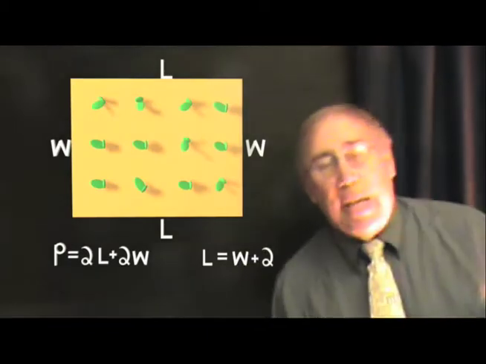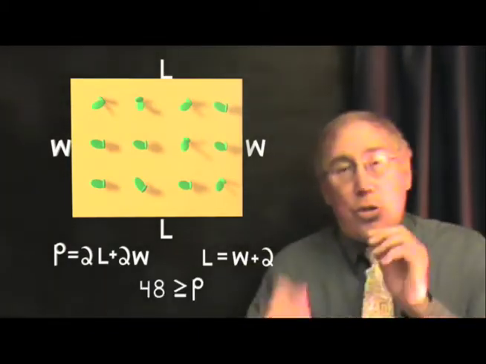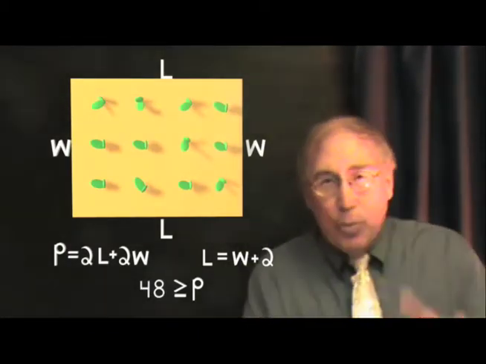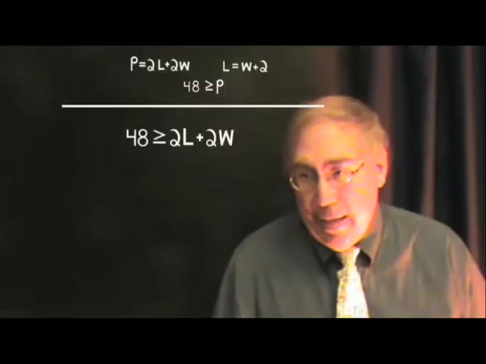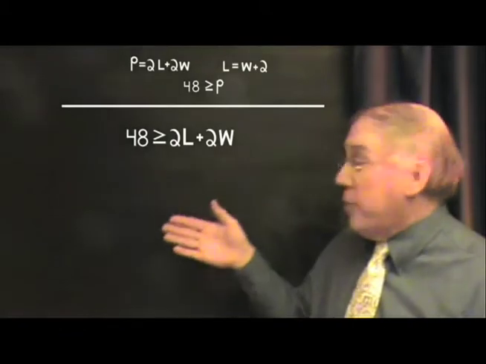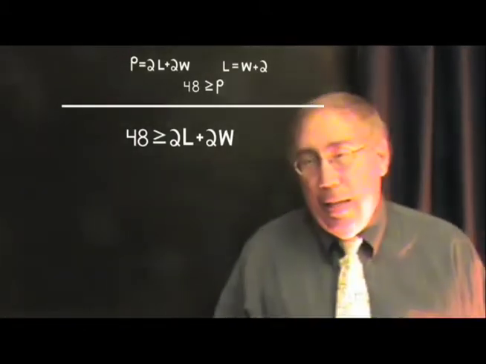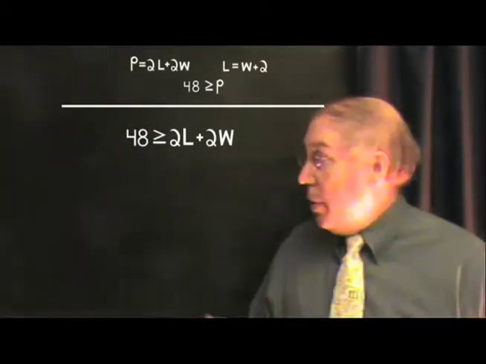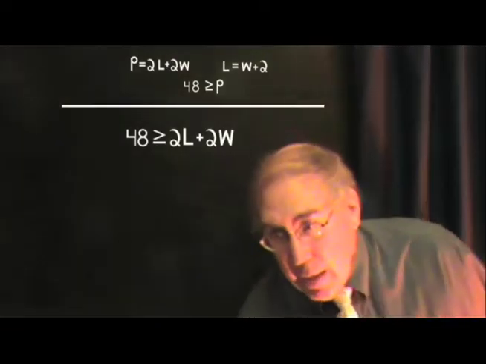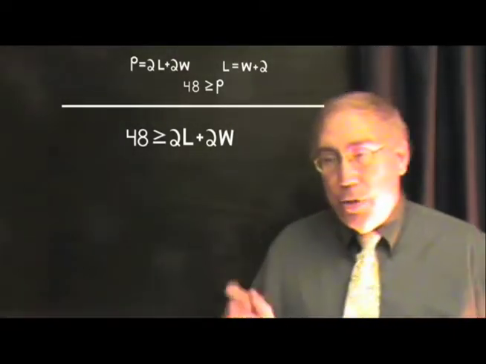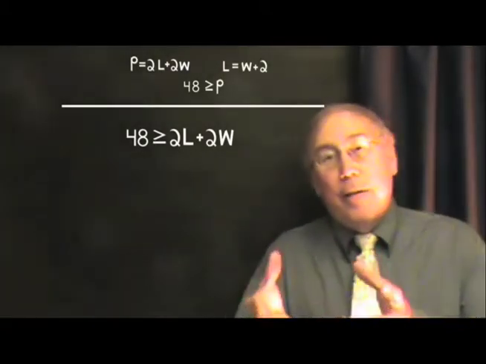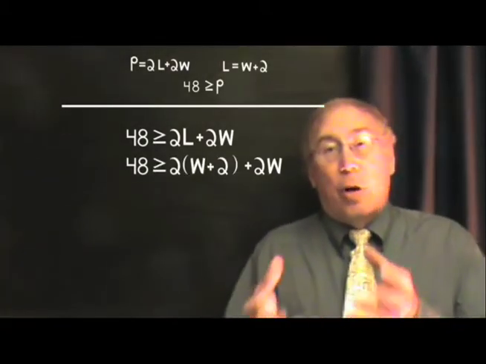And let's further say that L is 2 feet longer than the width, and we want to get a perimeter that's less than or equal to 48. So we can come up with this inequality. 48 is greater than or equal to 2L plus 2W. Now, we know that L equals W plus 2. So let's substitute that in for L, and then we can solve for the width.